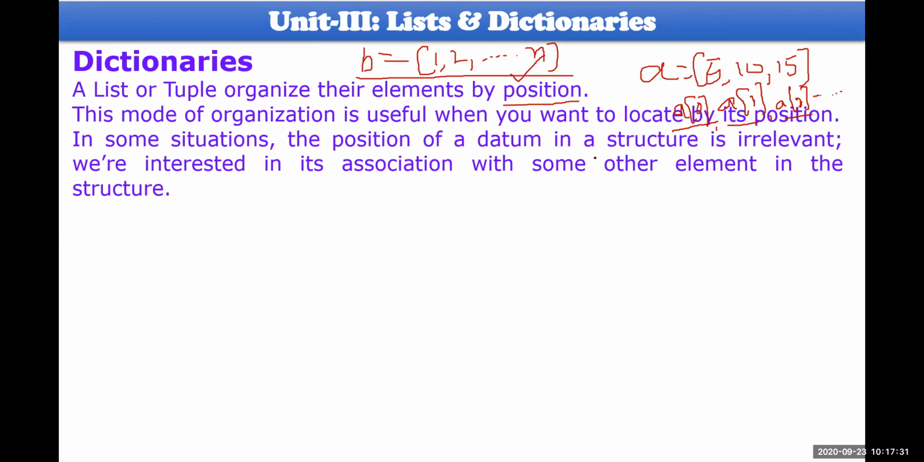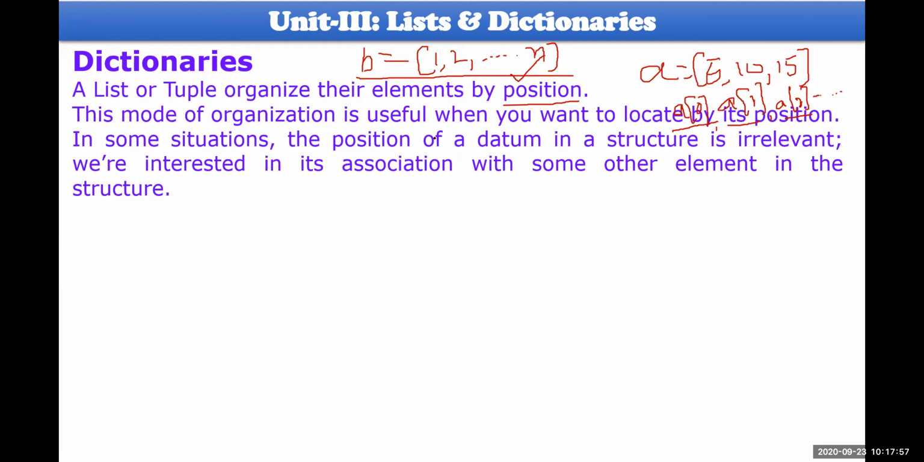Now, what is the specification for a dictionary? Where exactly can the dictionary be used? In some kinds of situations where the position doesn't matter. The position of that particular item could be irrelevant. Instead of position, we are looking for an association. Association in the sense that there must be one particular value.